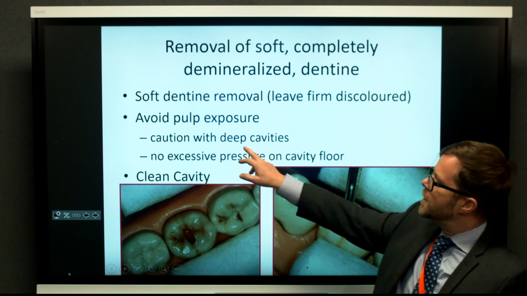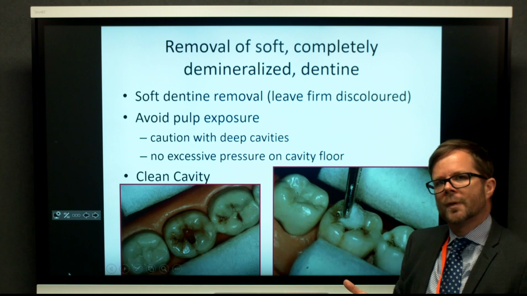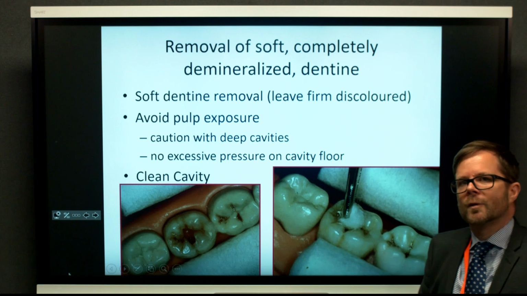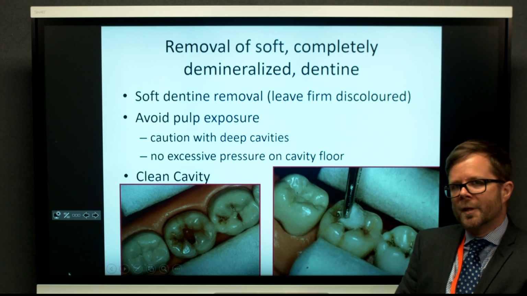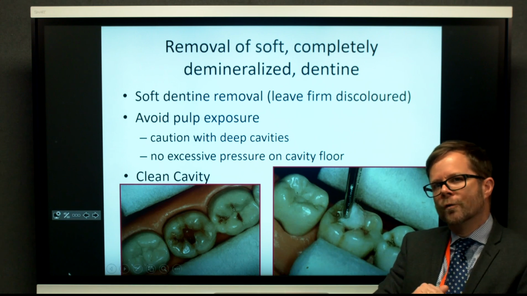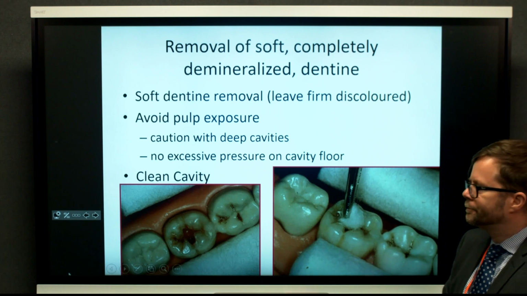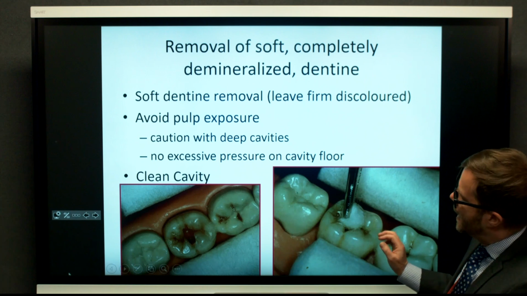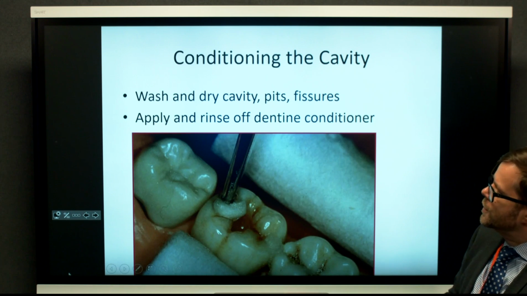Be very cautious though with deep cavities, because we want to avoid a pulp exposure. So it may be in very deep cavities that we remove most of the infected dentine, but that we leave a small amount if it is sitting immediately over the pulp, and we want to avoid pulpal exposure. Clean the cavity and ensure that you're happy with that before you move on to the restorative process.